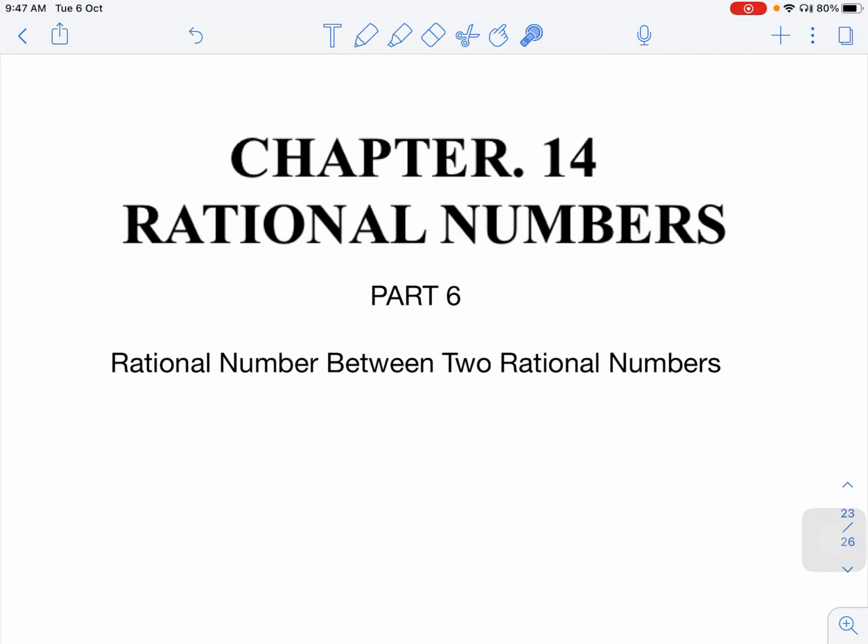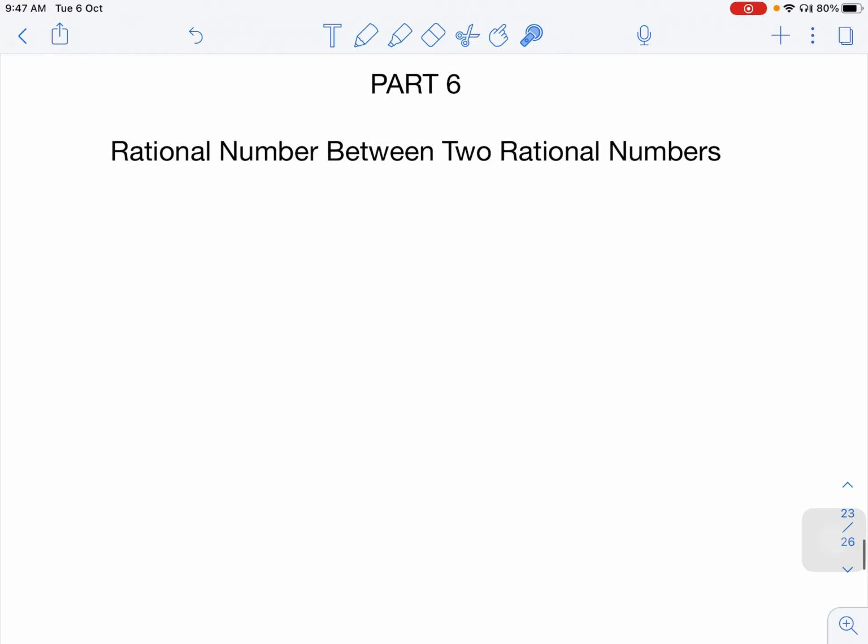So, hello students. Today we are going to learn part 6 of chapter number 14, rational numbers of class 7. In this part we are going to learn how to insert a rational number between two given rational numbers. Okay, so let us start.